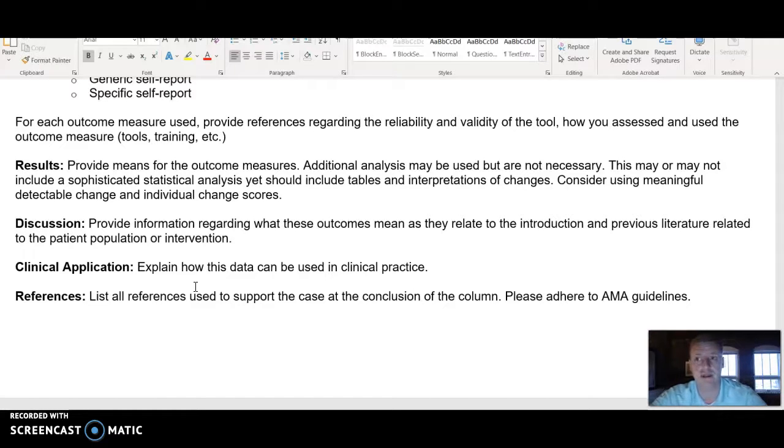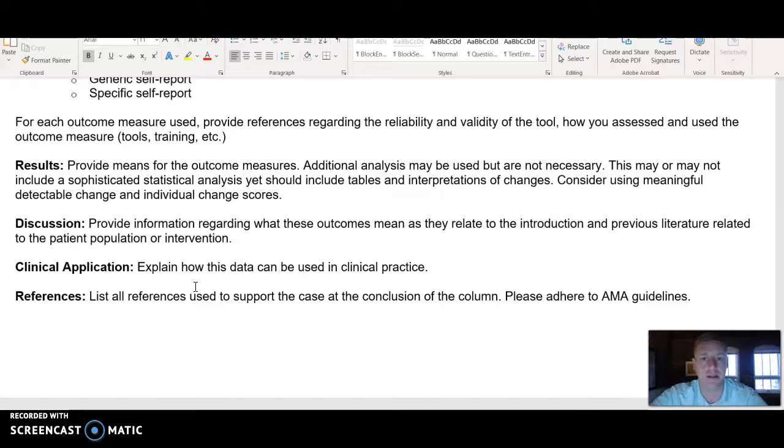And then you also need to look at the literature. Does a 1 degree or 1 centimeter difference on a weight-bearing lunge test have a minimal clinically important difference or meaningful detectable change? The answer to that is no.